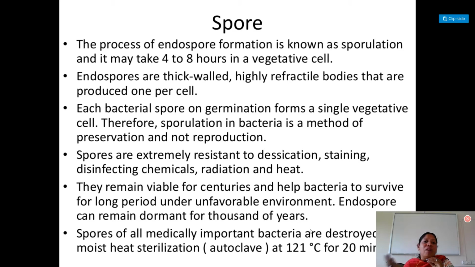during an unfavorable environment go to a sleeping stage for thousands of years. Now that sleeping stage is called endospore. Each bacterial spore on germination will form a single vegetative cell. Therefore, sporulation in bacteria is the method of preservation and not reproduction. Spores are extremely resistant to desiccation, staining, disinfecting chemicals, radiation and heat. They can all resist this. They remain viable for centuries and help bacteria to survive for a longer period of time under an unfavorable environment. Endospore can remain dormant for thousands of years.